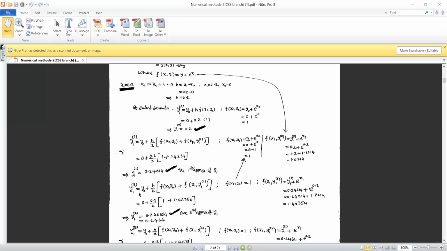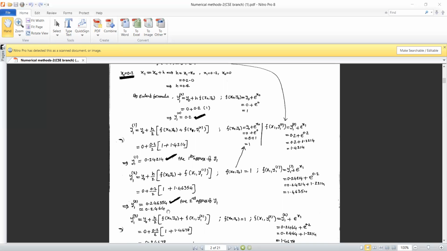Now for the next approximation we use the same formula, but there is a difference here in x1 and y1, which is y1 first. That means every time we are using the previous value to get the new successive values of y1, so that we get more accuracy in the solution. Now for y1, again we use the formula, calculating all the f of x naught y naught and x1 y1 values. We calculate y1, and now we are getting 0.2464.